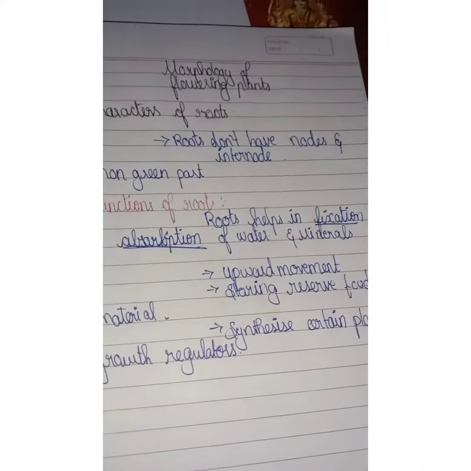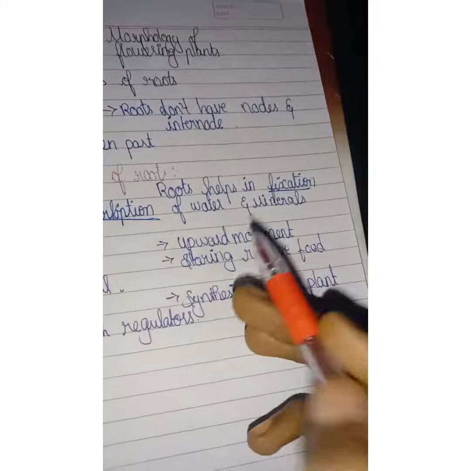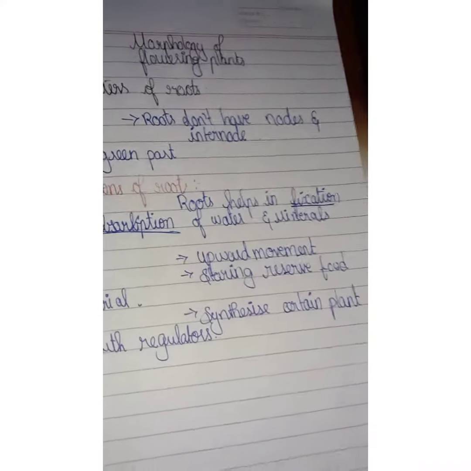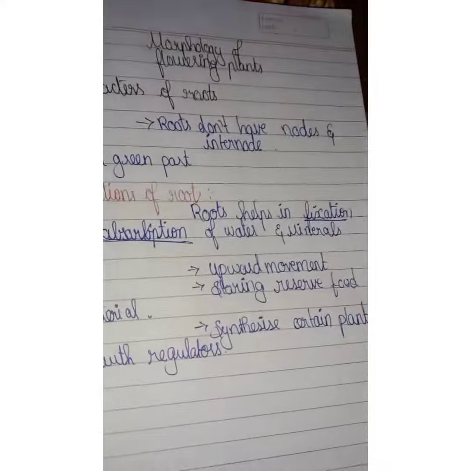Next, we are going to see the functions of a root. The root helps in the fixation and absorption of water and minerals, and it also transports this water and minerals to the stem for further growth. This needs an upward movement. The water and minerals move in the upward direction so that the plant body, like stems, leaves, and fruits, can gain strength by getting these minerals.